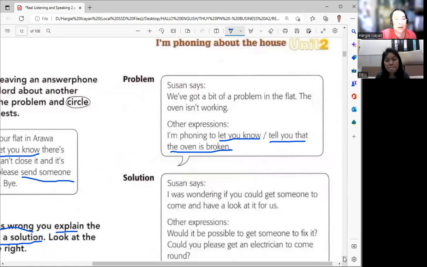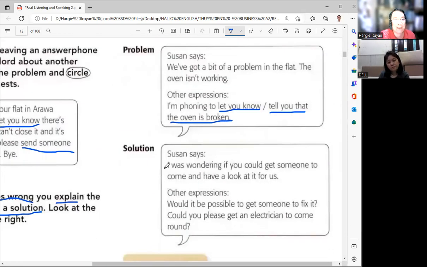Or, for example, for the solution you can use this: We've got a bit of a problem in the flat. The oven isn't working. I was wondering if you could get someone to come and have a look at it for us. So that would also be correct. You can use this one also. This one is problem number 1, and this one is solution number 1. Or you may say problem number 2. You may also use this one.